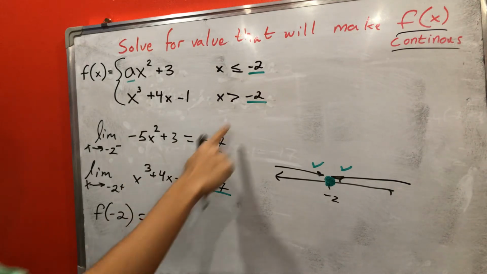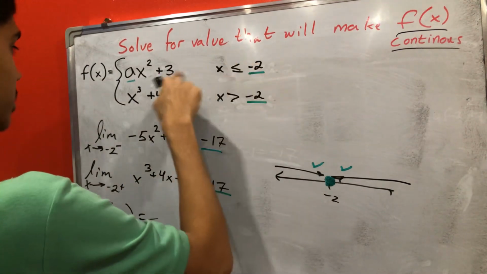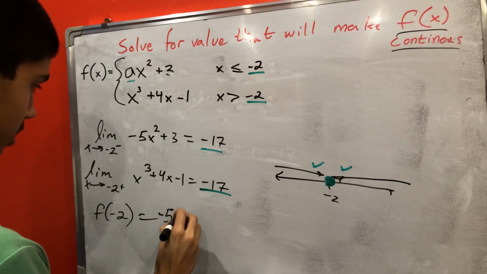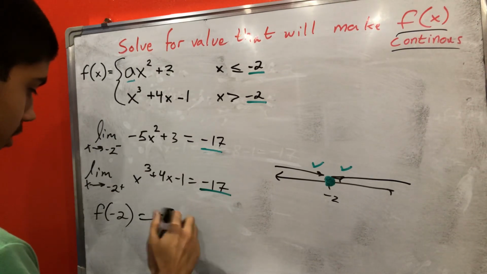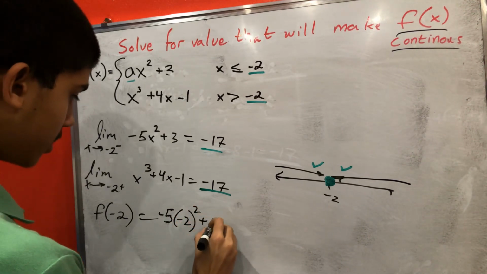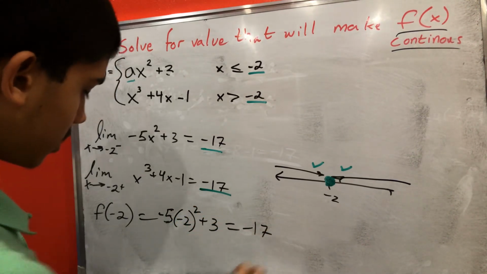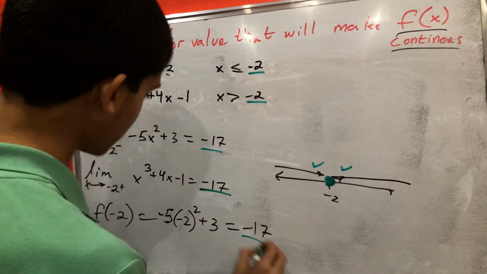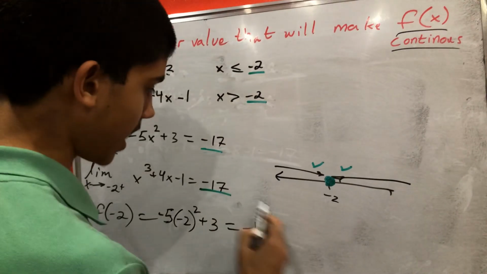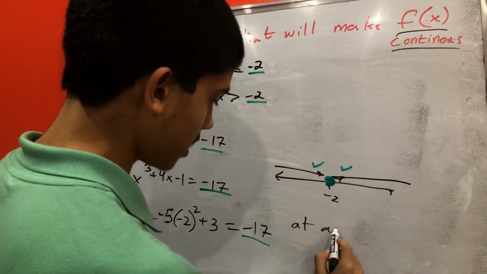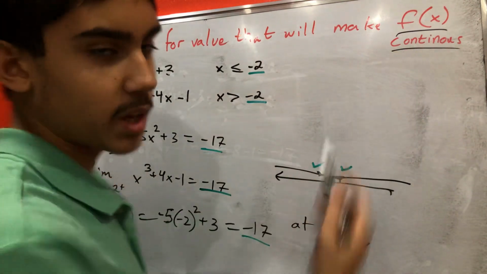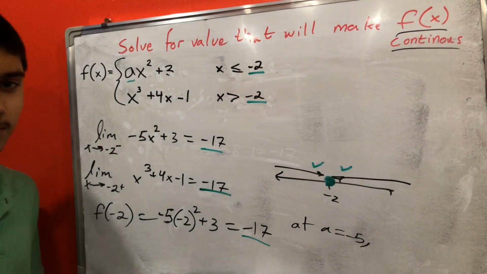When we plug in negative 2, it falls under this category, so we write out negative 5x squared plus 3, plugging in negative 2 instead of x and squaring it. And look at that, it's also negative 17. That makes sense because it's the same piece as this one. So now we can say that at a equals negative 5, all of these are true, making f of x continuous. So that's how we do this kind of problem.